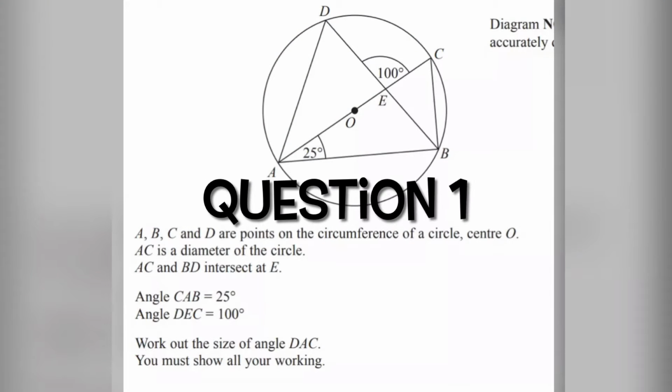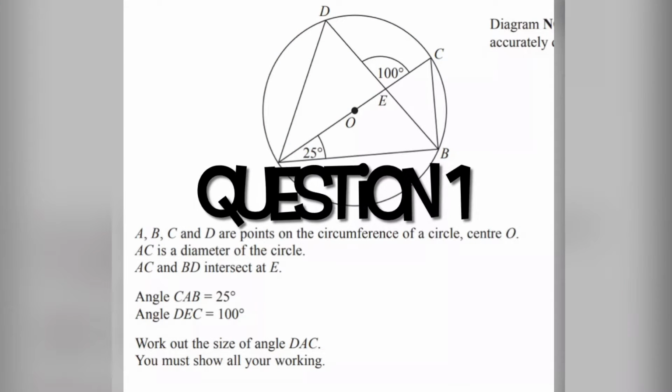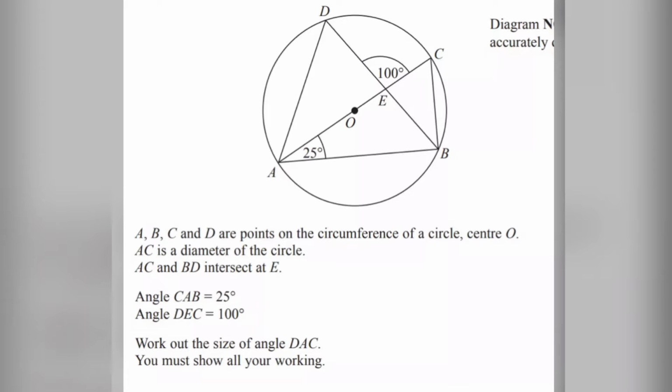Now we can go straight to question number 1. A, B, C and D are points on the circumference of a circle, center O. AC is the diameter of the circle. AC and BD intersect at E. Angle CAB is equal to 25 degrees. Angle DEC is equal to 100 degrees. Work out the size of angle DAC. You must show all your working. If you like, you can pause the video and give it a try.